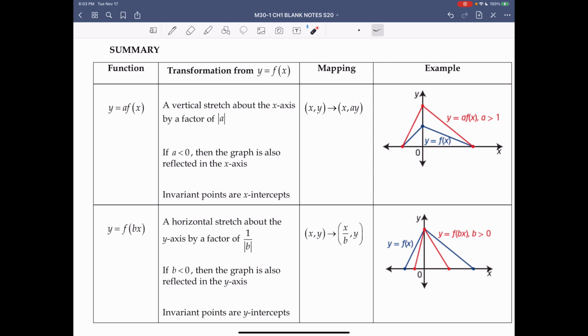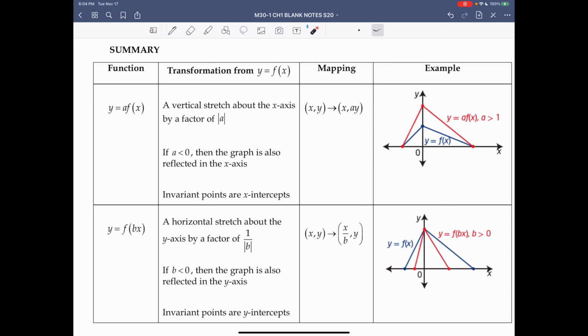An example, we have the blue graph f of x, and then the red graph is y equals f of b of x, where b is greater than 0. So we divide the x values by b, which would make them smaller. So a point that was here would now be smaller, which would bring it in. A point that was here would be smaller, so bring it in. And then the y-intercept is still the same because x is 0 at this point, and 0 divided by b is still going to be 0.